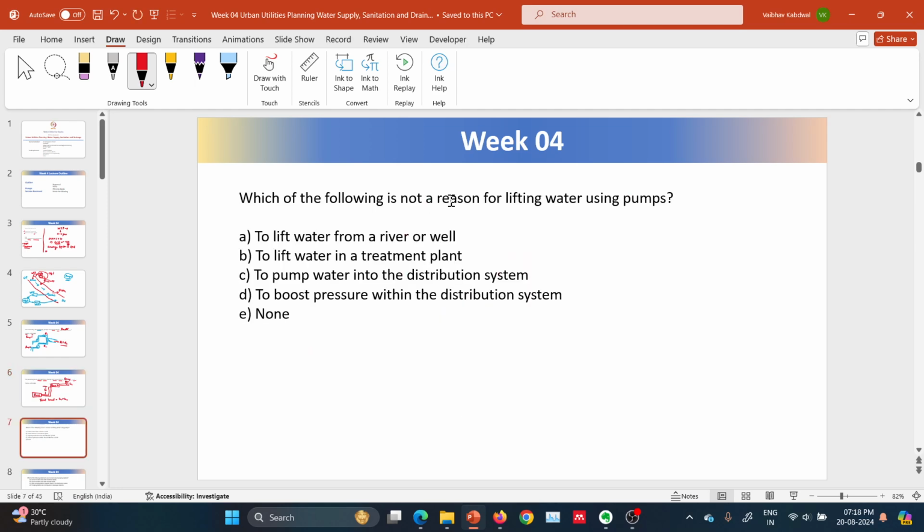Which of the following is not a reason for lifting water using pumps? So they're asking not a reason. To lift water from a river or well. Yeah, like I discussed, to lift the water from river or a well, we use pumps. To lift water in a treatment plant, we need pumps. To lift water into the distribution system, we need pumps. To boost pressure within the distribution system, yes, we need pumps. So the answer is none.